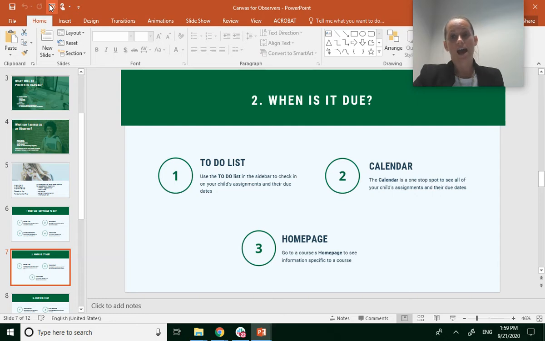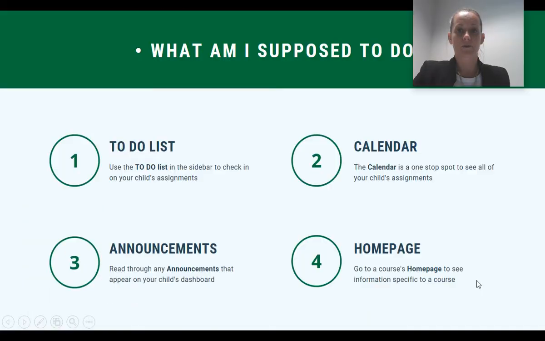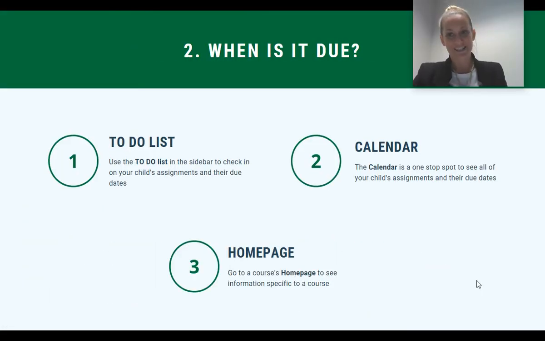lot of students have questions about, which is, when is it due? So not only do they want to know what they're supposed to do, but it's really important for them to figure out when their assignments are due. So as I mentioned before, that to-do list is going to be a great place to look in the sidebar, both on the main dashboard and on each homepage, for students to check in to see what's on their to-do list. And you as parents have access to that to-do list as well.